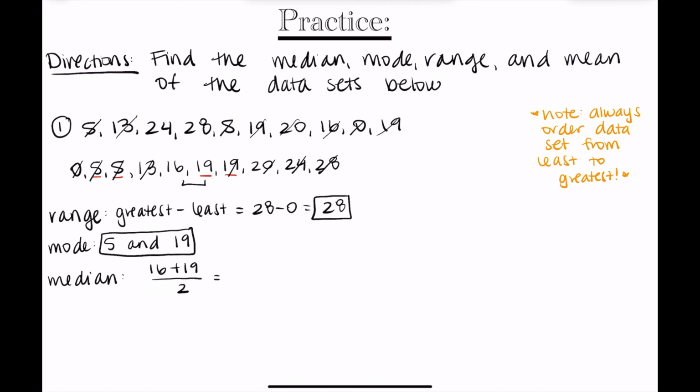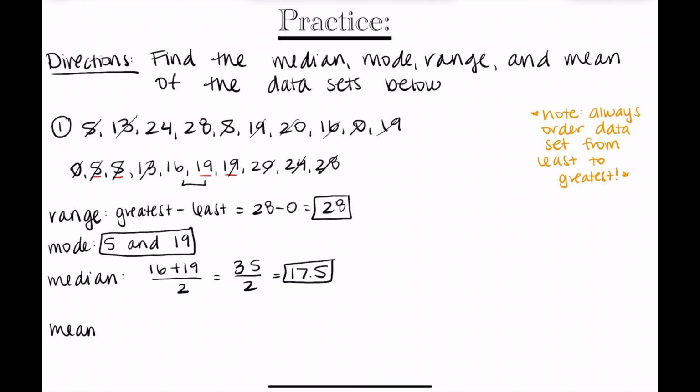Because of that, we will find the average of 16 and 19. So we'll add 16 and 19 together and then divide by 2. When we do that, we end up getting 35 over 2. And 35 divided by 2 is 17.5. So that would be our median for this data set.